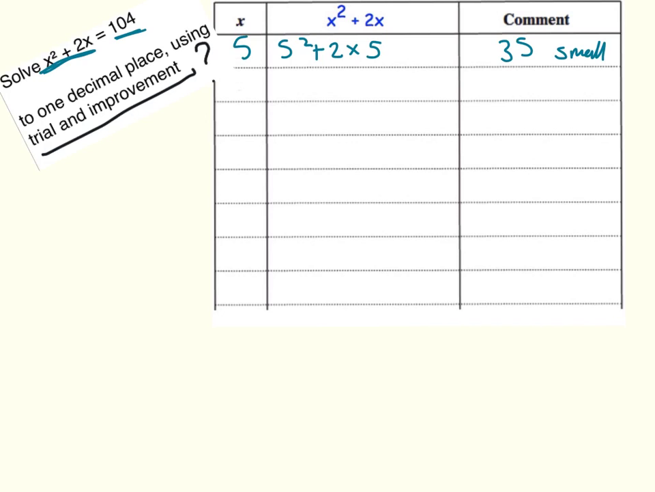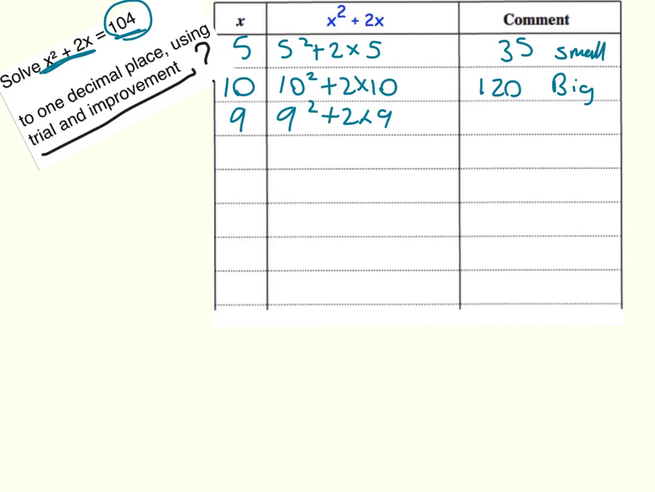Okay. So I'm going to go, let's try 10. That'd be 10 squared plus 2 times 10, and that'd be 120, and that's too big, because remember we're trying to get to 104. So I'm going to try 9, because that feels not far away, so 9 squared plus 2 times 9, and that gives me 99, and that's too small.